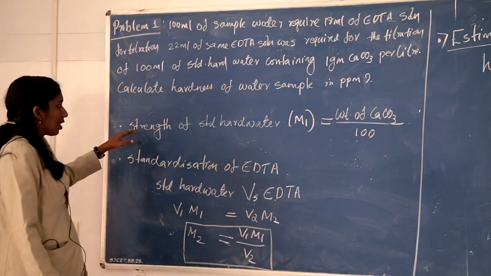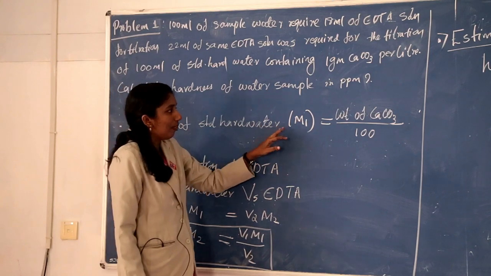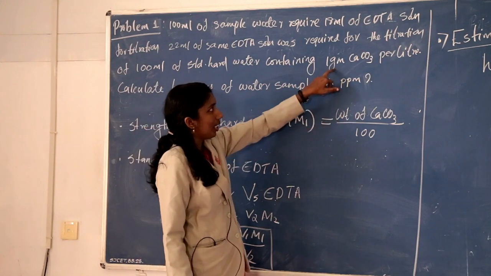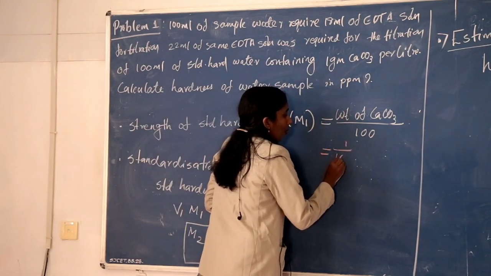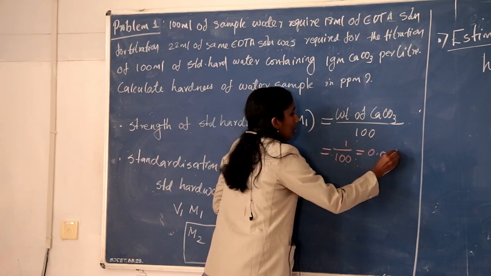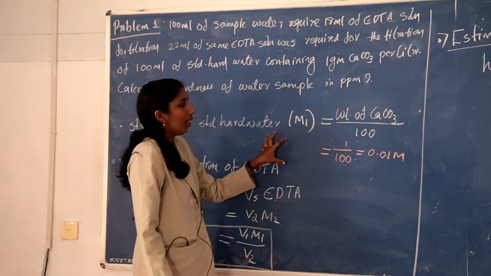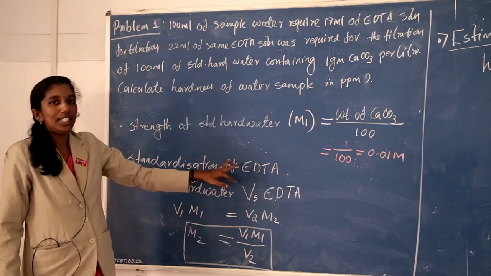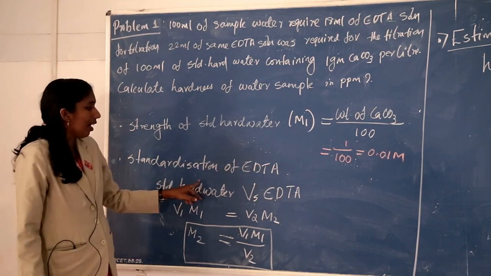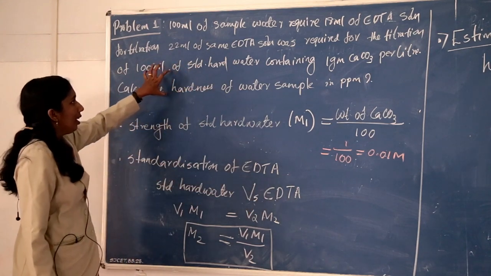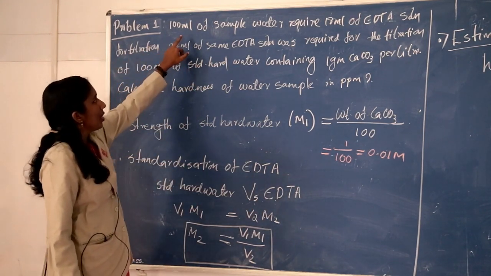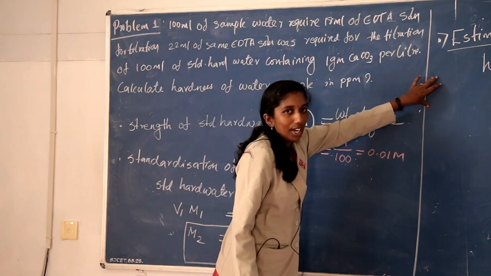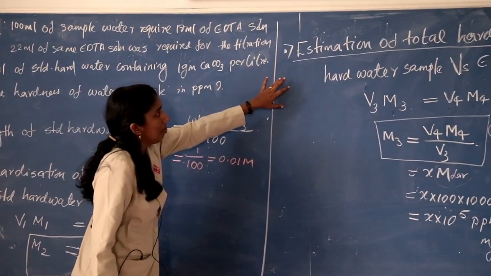Okay, first step, strength of standard hard water M1 is equal to weight of CaCO3 divided by 100. In the question, the weight of CaCO3 given is 1, therefore it will be 1 by 100, which is 0.01 molar. Whatever weight is given, substitute it here. Then the next step, standardization of EDTA. It is the titration of standard hard water against EDTA. When a question is given, look at where it talks about standard hard water. The first statement is 100 ml of sample water. Sample water is used for the estimation of total hardness.